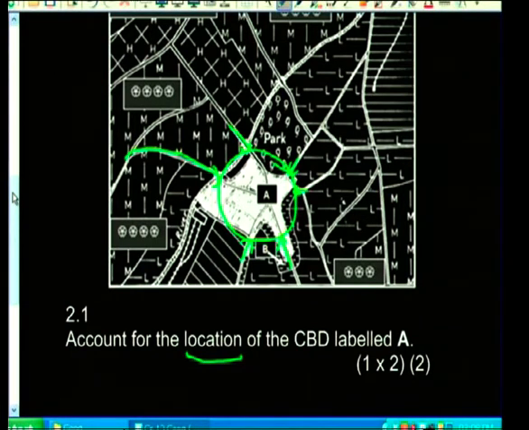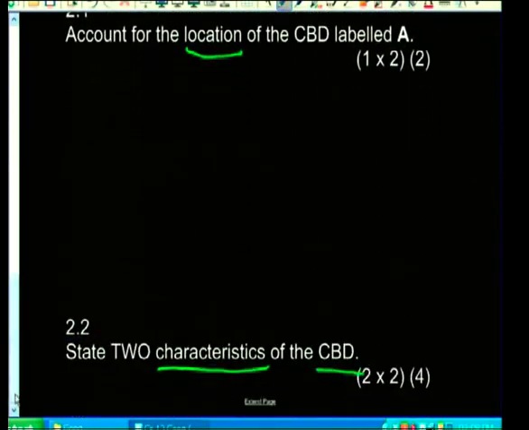You will notice the mark allocation. It's 2 times 2, which is 4. So they are looking specifically for 2 characteristics, and we have been through far more than 2. The most obvious ones, like I've said, and I will repeat, it's got the highest land value, a lot of traffic congestion. You can speak about the fact that all the transport routes go in and out of the city, that kind of idea.